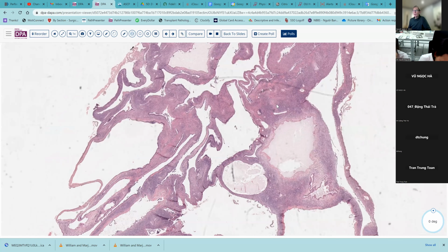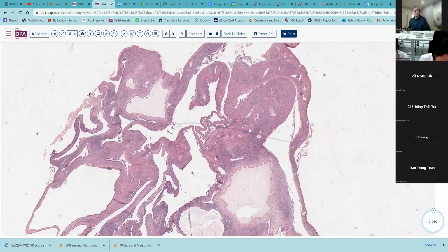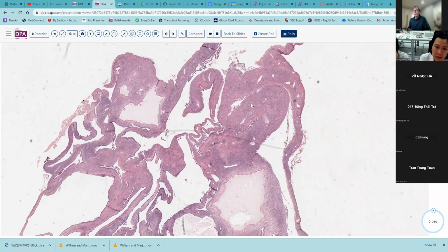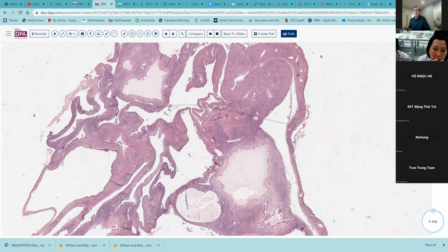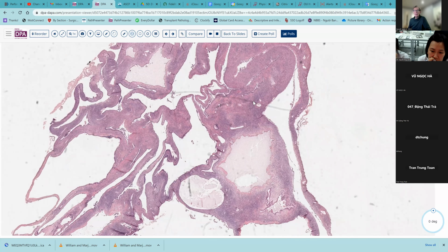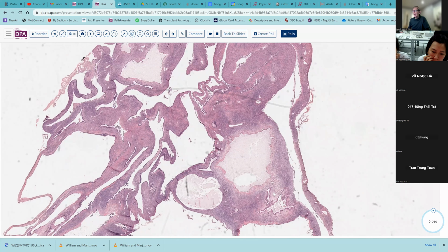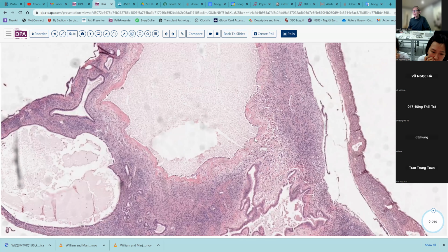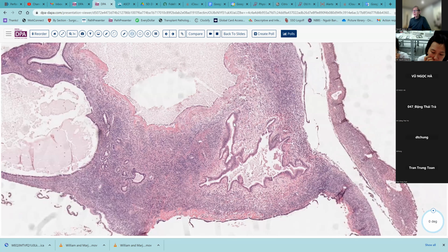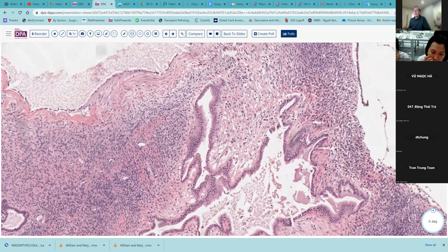Size-wise, in the pancreas, they can reach several centimeters in size. Usually in the biliary tree, they create symptoms before they reach a very great size. If the mucus breaks out into the stroma, you may get a little bit more reaction or inflammation associated with it. As you see here, there's a little bit more dysplasia associated with an area of rupture of the cyst.